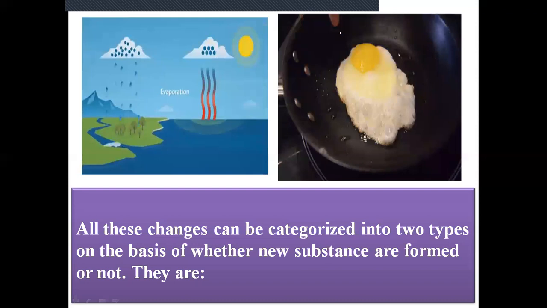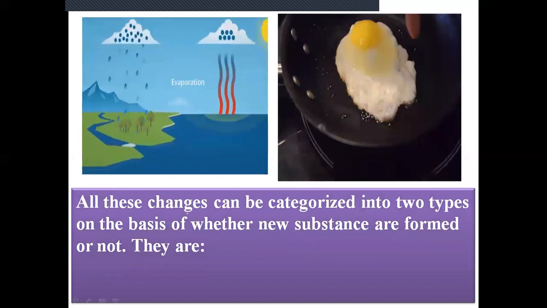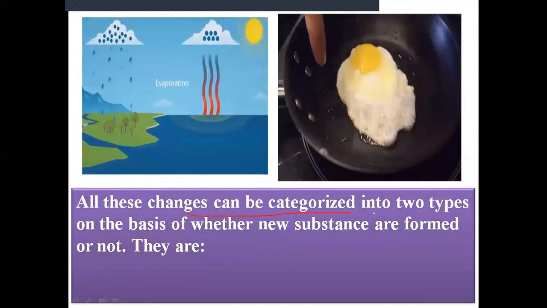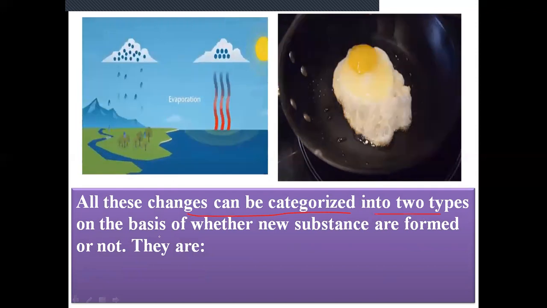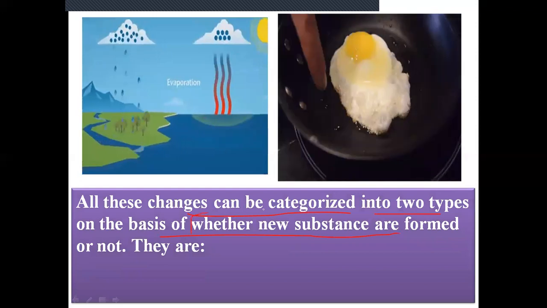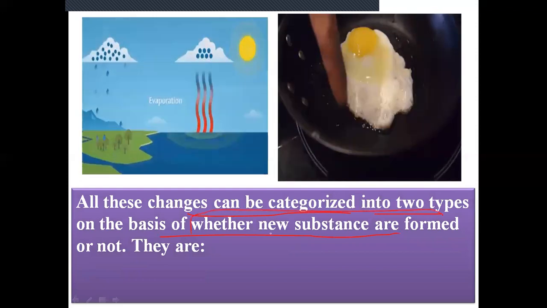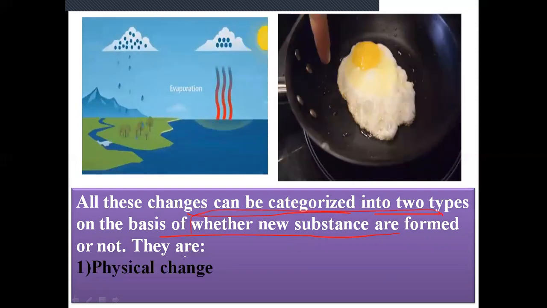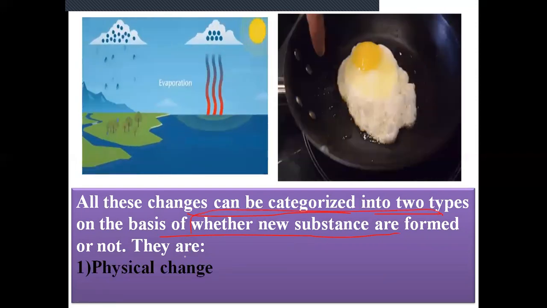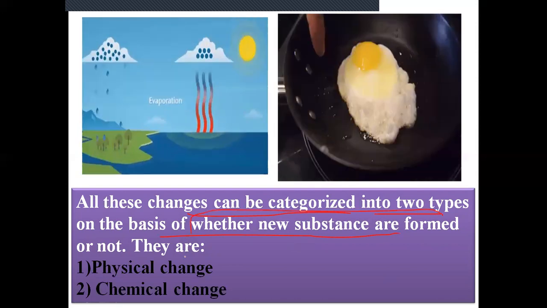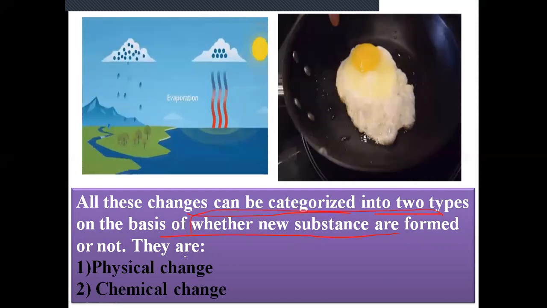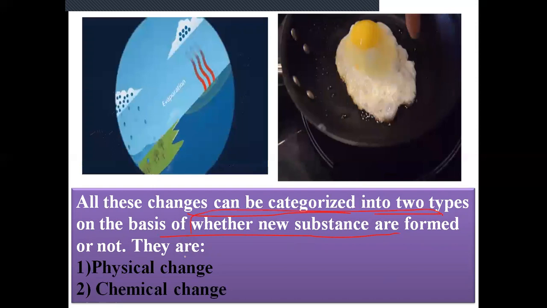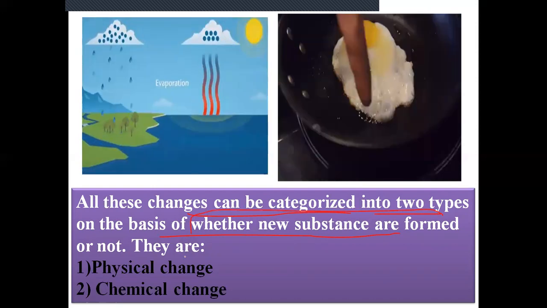Now all these changes can be categorized into two types on the basis of whether new substances are formed or not. On the basis of whether new substances are formed or not, we can classify all these changes into two categories. They are physical change and chemical change. Now let's discuss physical change.